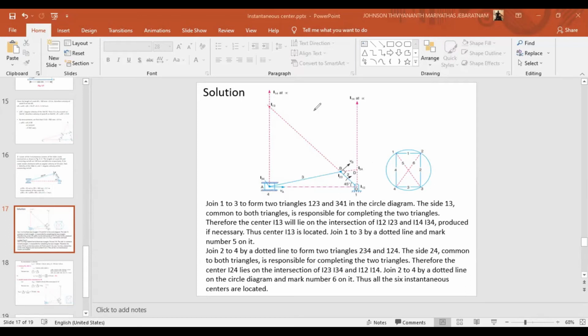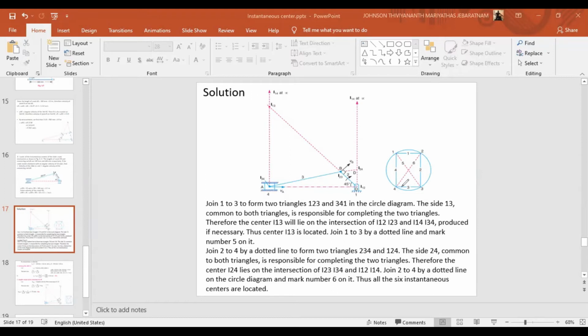I13, right? I've already told you, based on Kennedy's theorem also we can find it. So join 1 to 3. First you need to draw a circle, then you need to mark 4 points, 1, 2, 3, 4. Then you need to join those 4 points, right? So 1 to 2, 2 to 3, 3 to 4, and 4 to 1. These 4 points are marked already. Now you need to mark 1 and 3 and 2 and 4 with the dotted line, right?